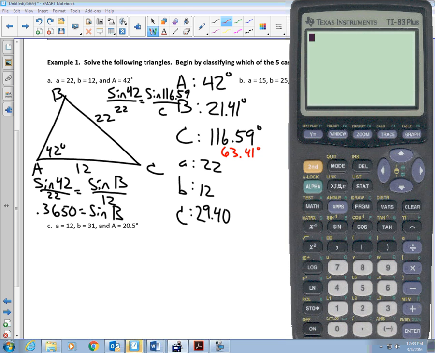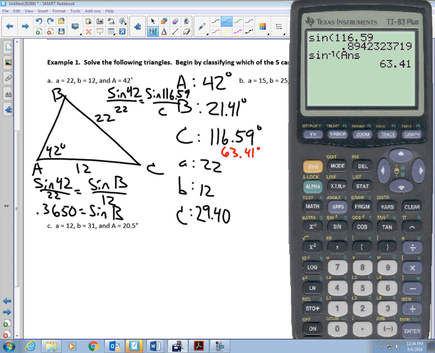Watch. If I take the sine of 116.59, I get 0.8942. Okay? If I inverse that answer, what would you expect to get? 116.59. But you don't. You get 63.41.